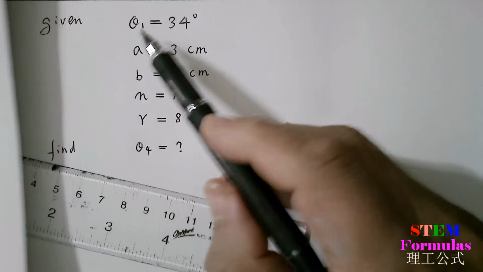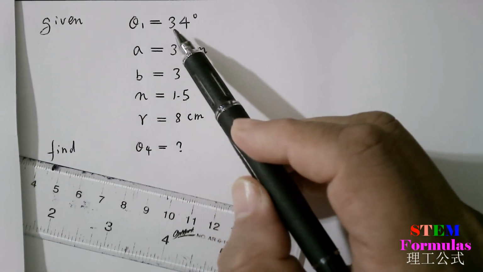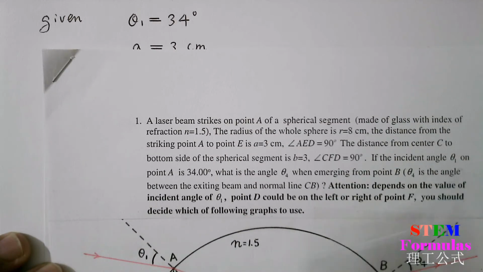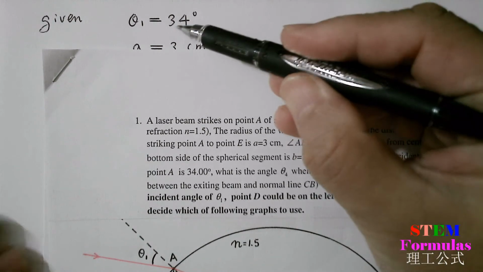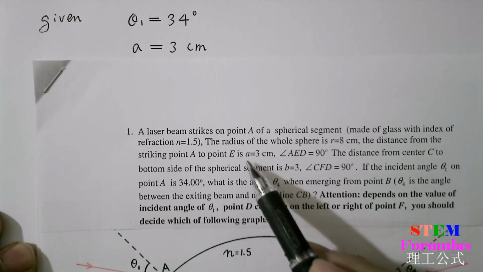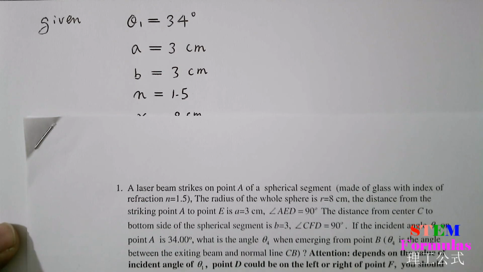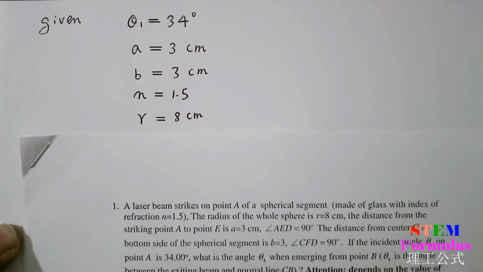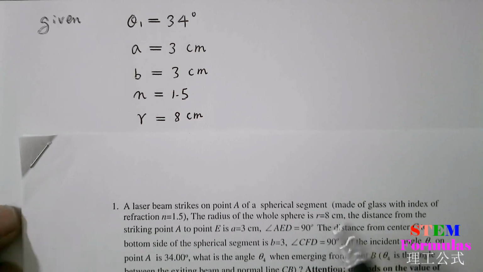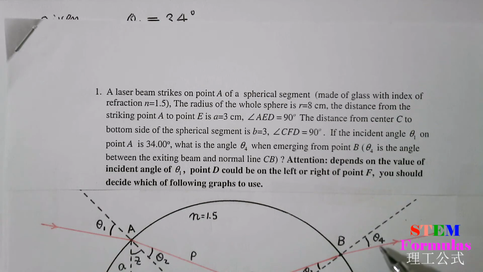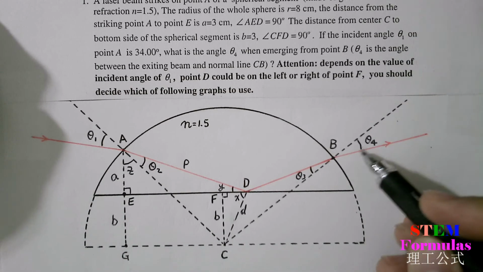So I have θ1 equals 34, A equal to 3, B equal to 3, n equal 1.5, R equal to 8. Then find θ4 equal to what? θ4 is here. Find this angle, theta 4.